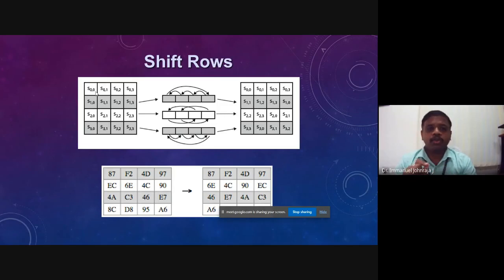So you got the states. This is your first row, second row, third row, and fourth row. The first row is kept unchanged, so it goes as it is, S00, S01, S02, and so on. Here it goes for a circular left shift. So S11 comes here, S12 comes here, S13 comes here, S10 goes here. Very simple, sir. The same is represented here. This is what's happening in the shift rows transformation.